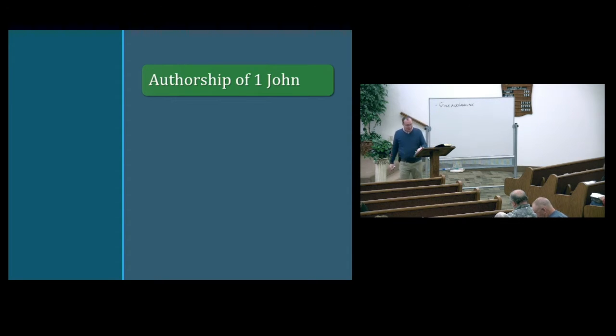And in fact, the language and the style is very similar in 2 John and 3 John as well, even though those are shorter. For example, both 1 John and the Gospel of John start in very similar ways. In John chapter 1 and verse 1, it says, in the beginning was the Word, and the Word was with God, and the Word was God. Now notice 1 John chapter 1 and verse 1. And what's it say? That which was from the beginning. So you see the similarities there already.